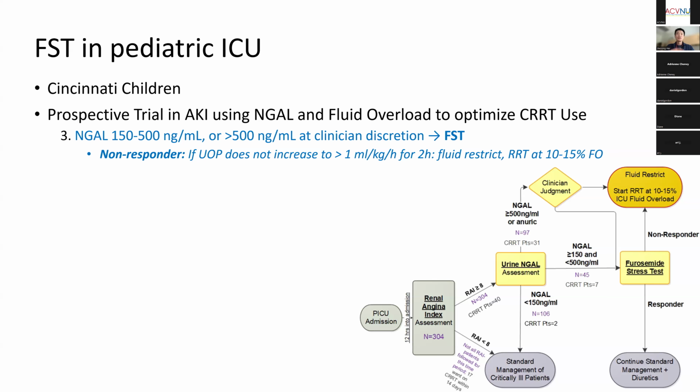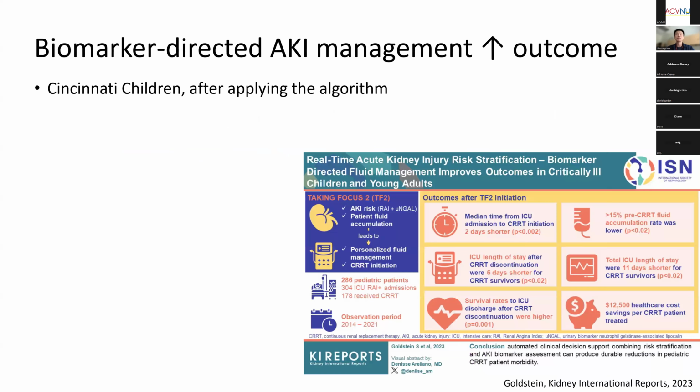So patients that have a really elevated NGAL, or elevated NGAL but not as severe, end up getting the furosemide stress test, and they define the non-responder as urine output that does not increase to above 1 mL per kilo per hour in 2 hours. In those cases, those patients get fluid restriction management and renal replacement therapies.